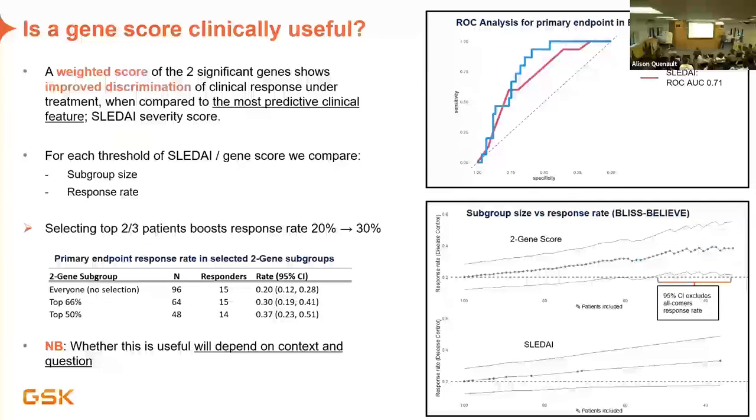So on the bottom right, I'm trying to look at that relationship. The x-axis is the percentage of patients included. The top is using this two gene score. It stops at about 40%, because I think going beyond that just makes no sense, at least in our context. So it looks like we can select about half of the population where the treatment effect is doubled, is what this looks like. And whether that's useful or not, I don't know. I suspect probably not, to be honest.